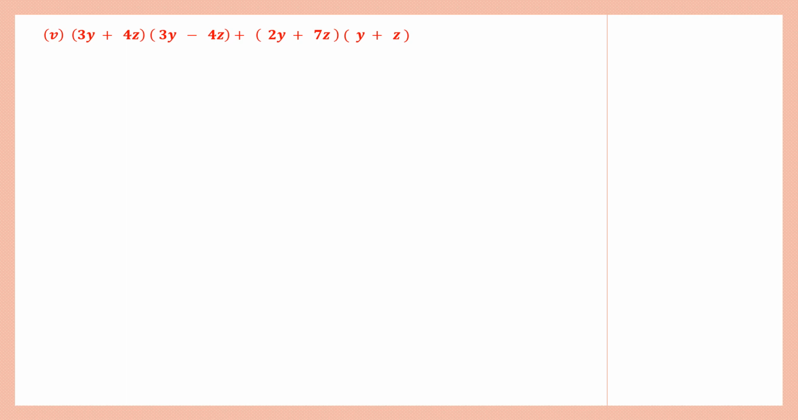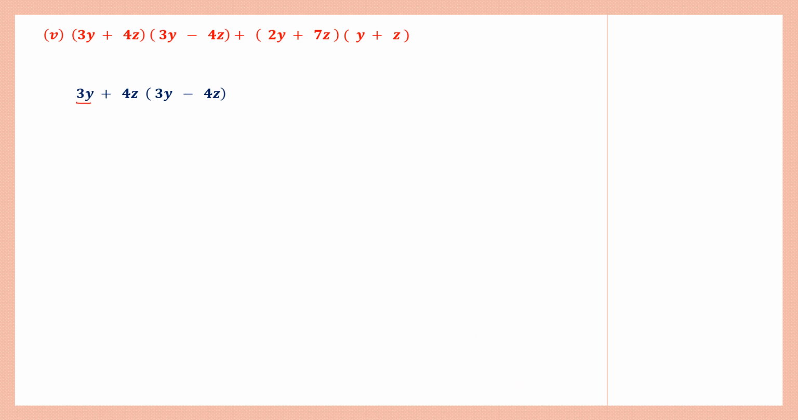Question 5. Here we have two binomials and here's multiplication. Then here also we have two binomials, here's multiplication, and there is a plus sign in between. That means first multiply these two, then multiply these two, and then add up the two answers. So let's begin with this. So here multiplication of two binomials, you can write any one first. So let's begin with this. So 3y plus 4z into 3y minus 4z.